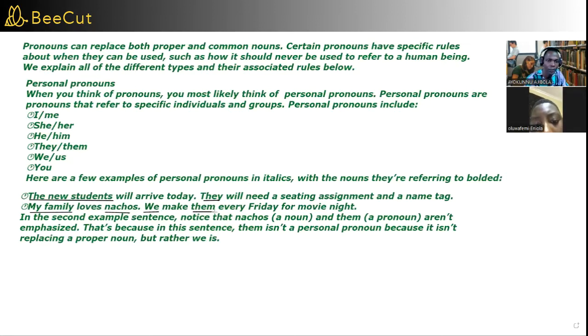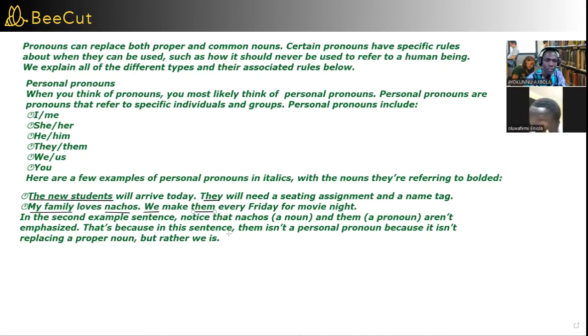Then make them. The them is replacing what? My family loves nachos. We can make them every Friday for movie night. So my family is being replaced with we, W-E, while nachos, which is a snack, is being replaced with them. We can make the snack every Friday for movie night. Is that taken? Yes, sir.